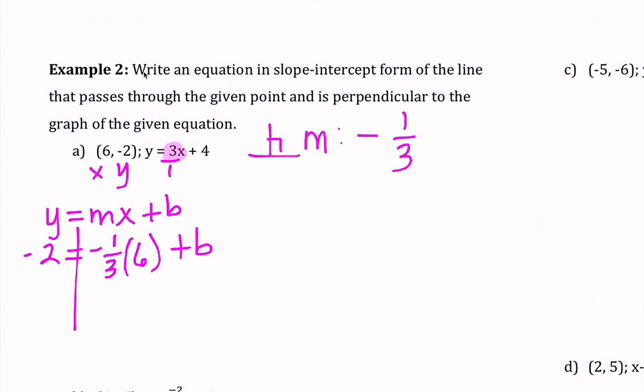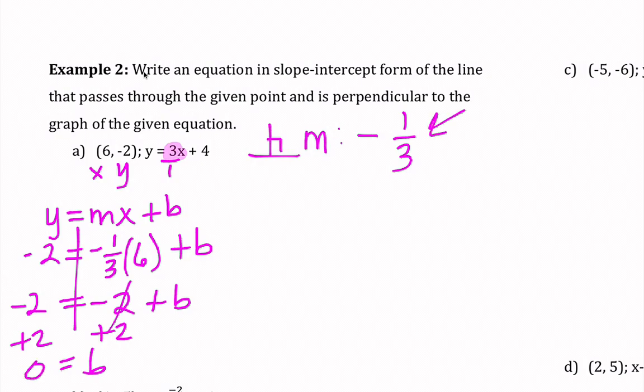So I'm going to take negative 1/3 and I'm going to multiply it by 6. That's going to give me a negative 2. So on that side I have negative 2 plus b. On the other side, my negative 2 drops down. To get rid of a negative 2, I'm going to add 2 to both sides. So my b drops. So I know b is equal to negative 2 plus 2, which is 0.